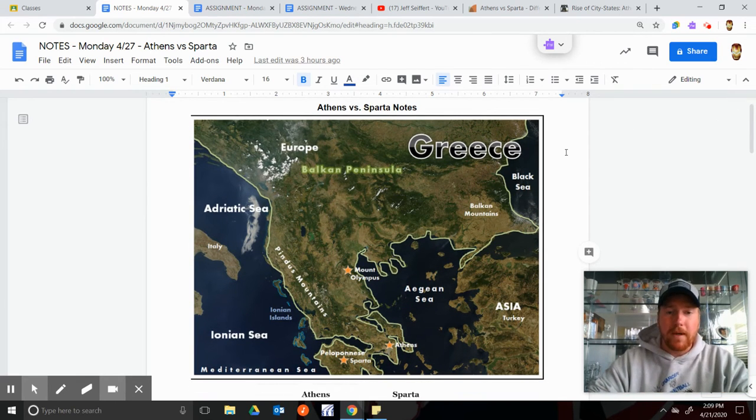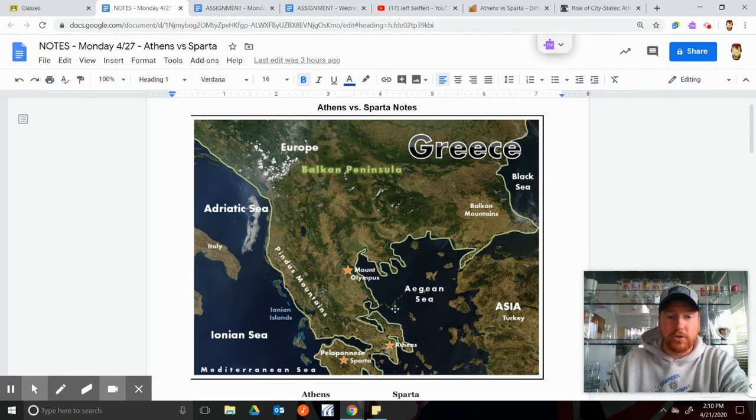First of all, I put up a map of ancient Greece, or actually of Greece. The geography hasn't changed too much. This is a physical map, not a political map. Remember, a political map shows state lines or political lines where one country ends and one begins. This is a physical map, so we don't see a lot of the lines, but we do see a lot of geographic features.